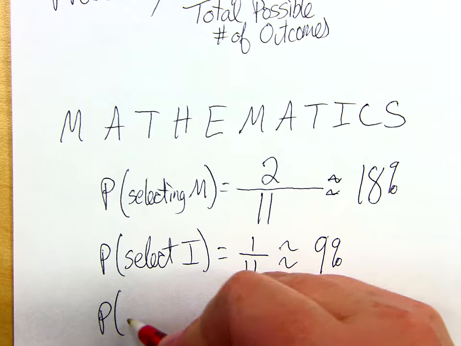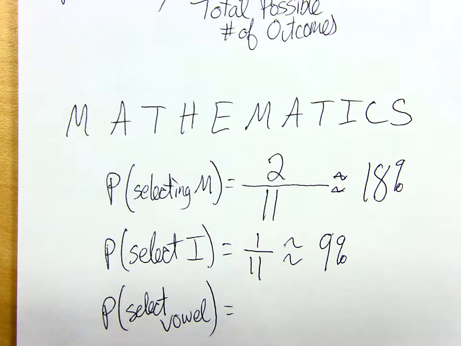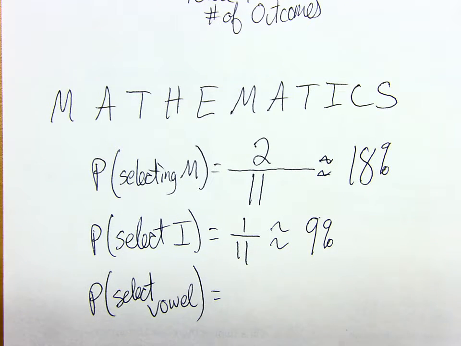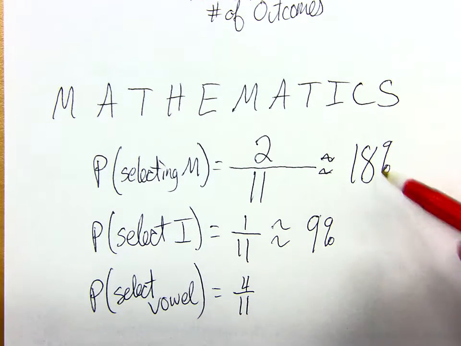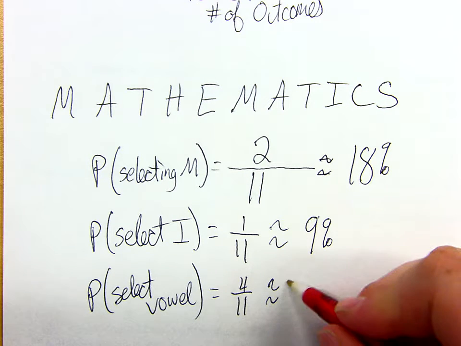What is the probability that I select a vowel? First of all, you need to know what a vowel is. A-E-I-O-U. 4. So that's not the probability, that's the number of vowels. 4 out of 11 is correct. So if 2 out of 11 is 18, 4 out of 11 is probably 36.